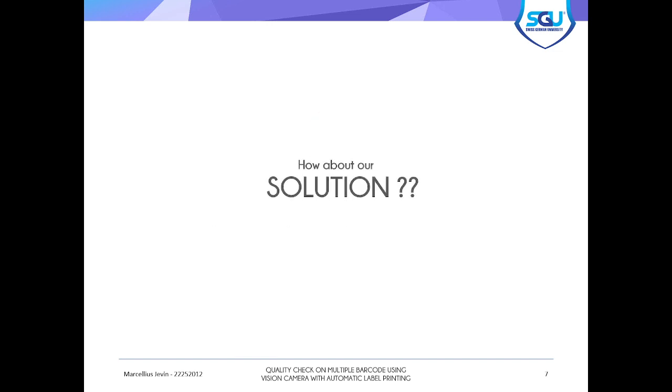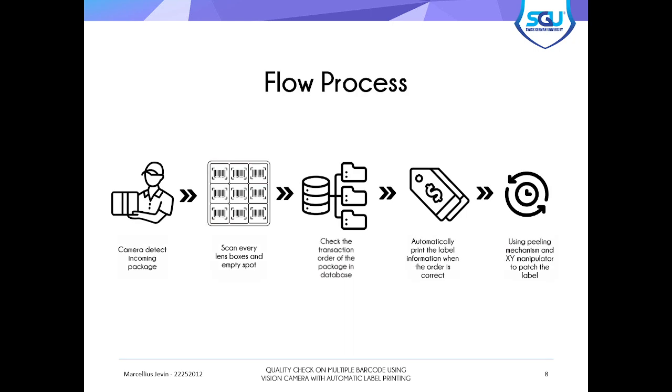So what is our solution? Using a scanner or camera to detect the incoming package, it will scan the whole lens boxes and then automatically connect to the database to get the label and how it should look, and then automatically print that label. Using another mechanism, it will take the label and automatically patch it to the package box.